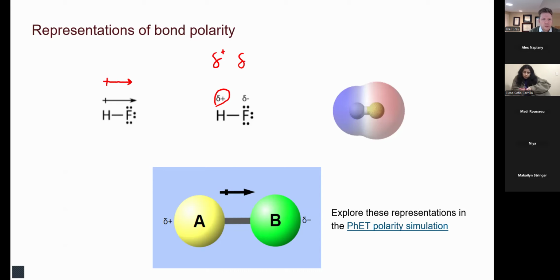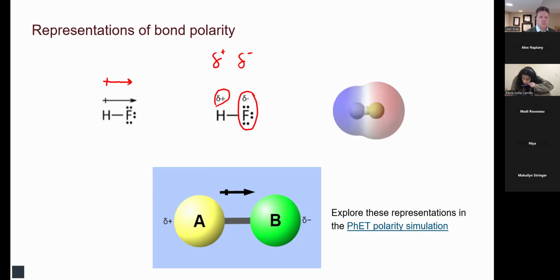Positive, delta, negative. The more negative part is going to be this delta negative. So that's just a way of illustrating what a molecule looks like. Is it more negative or is it more positive?